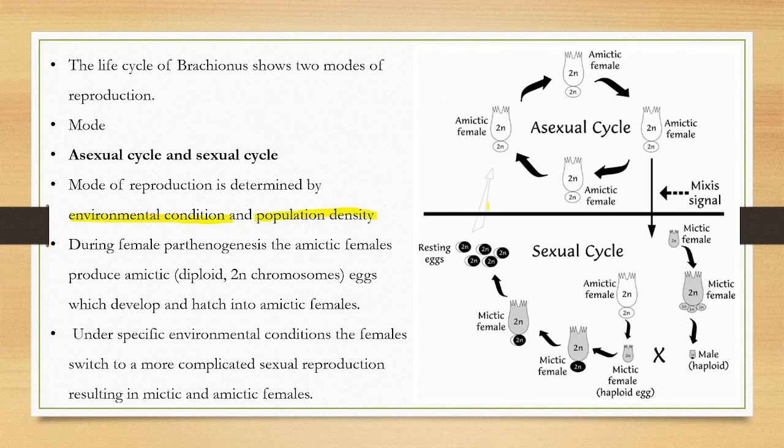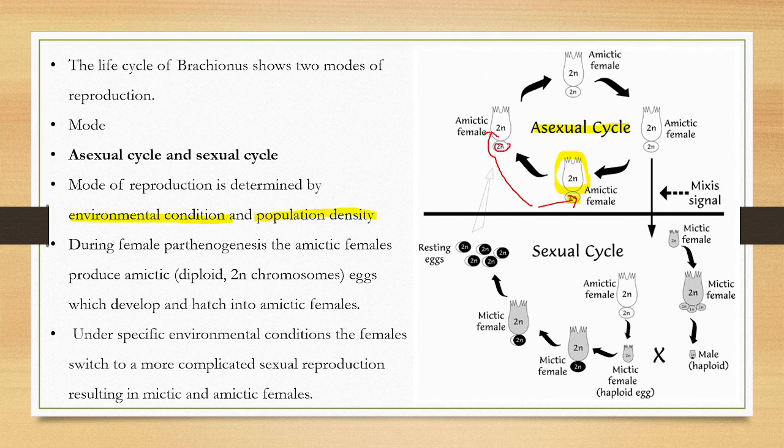Let's go into the cycle. So during female parthenogenesis, that means the asexual cycle, this is the amictic female. Amictic means not mixing, that means no fertilization. The amictic female produces an egg, and this egg is diploid. This one is the diploid egg, 2N. The amictic female produces a diploid egg which develops into an amictic female, and the process continues again.